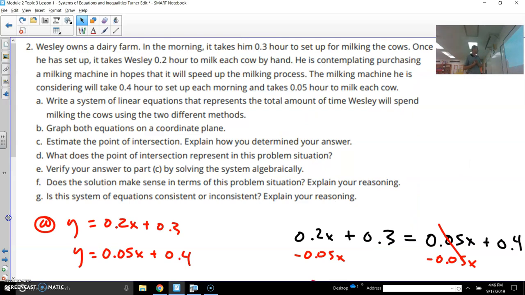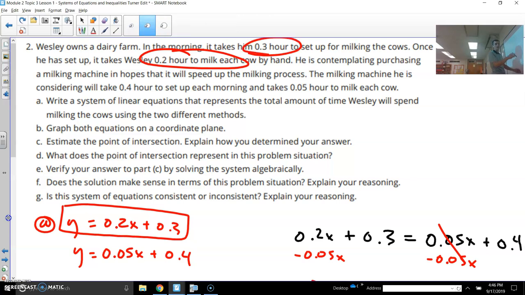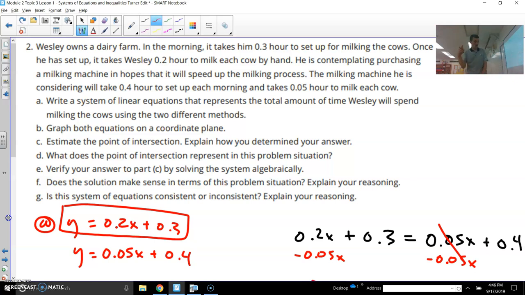So the next question is saying that Wesley owns a dairy farm, and in the morning it takes him 0.3 hours to set up for milking the cows, but once he's set it up, he only takes 0.2 hours to milk each cow by hand. So that is my first equation. Kind of living in the general form or the slope-intercept form, I am seeing that 0.2 per cow, and I'm also starting with a 0.3 hour setup. So I don't want both of those to have variables, only the one that seems to happen more than once. And that is the 0.2, because I'm going to spend 0.2 hours per cow.